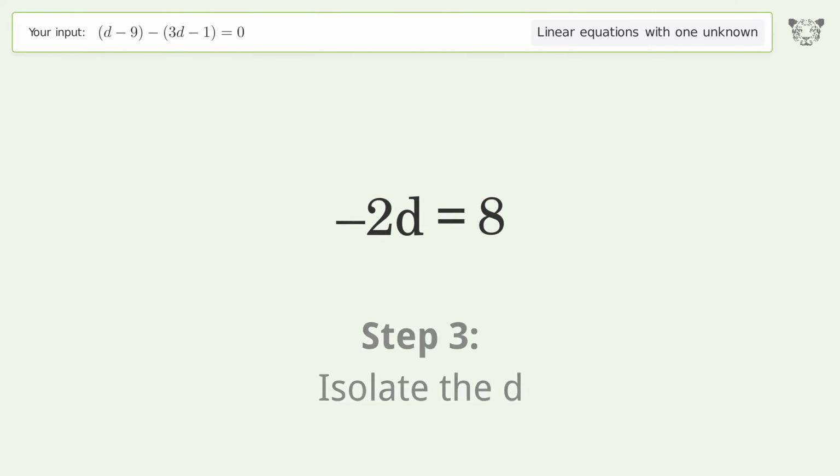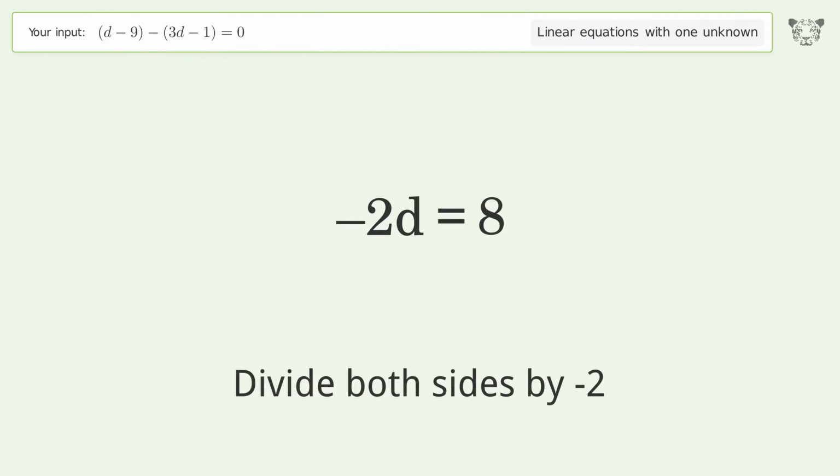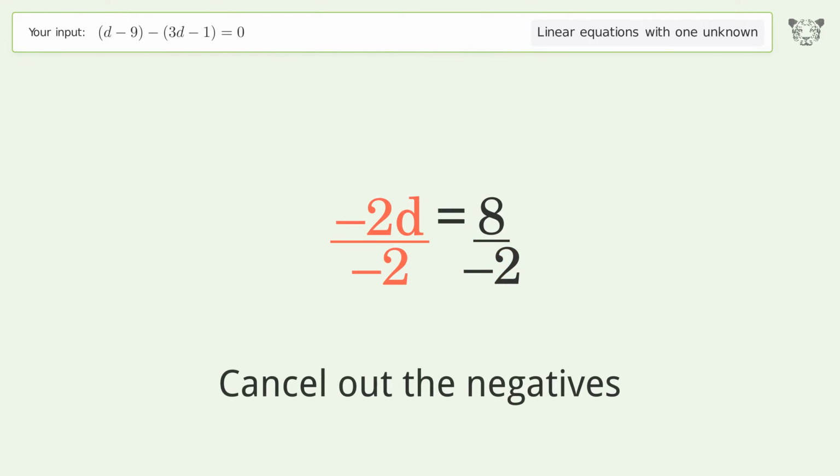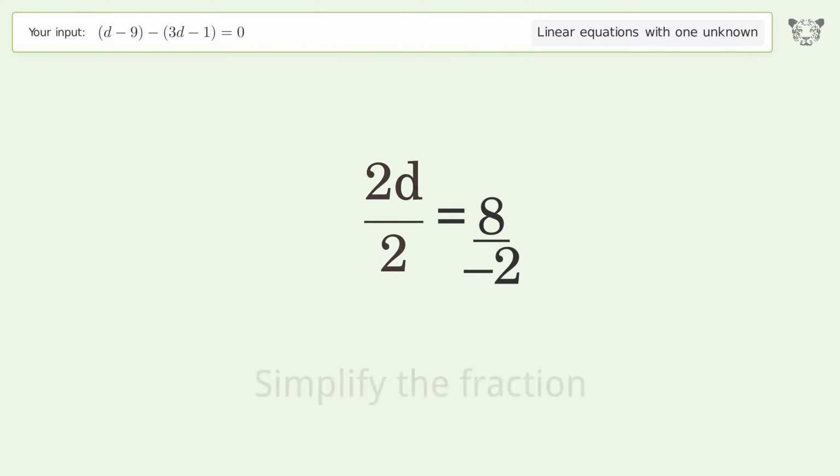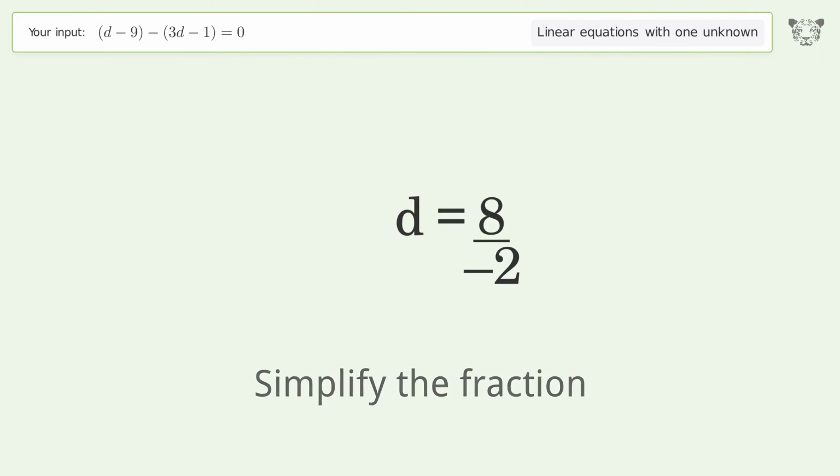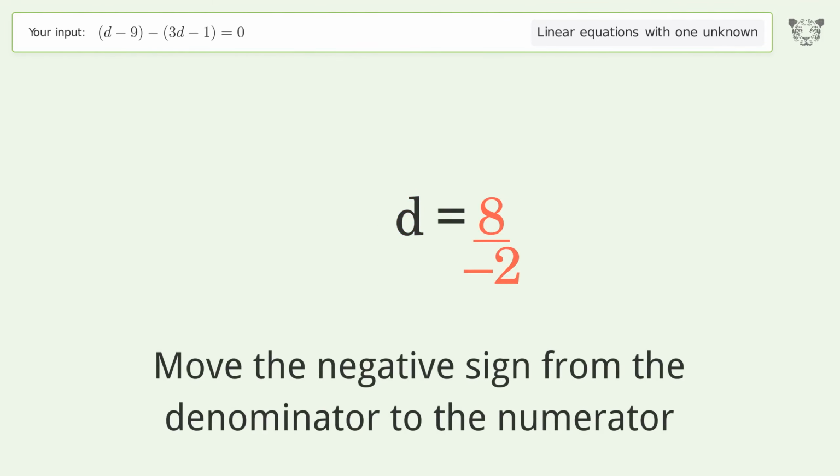Isolate the d. Divide both sides by -2. Cancel out the negatives. Simplify the fraction. Move the negative sign from the denominator to the numerator.